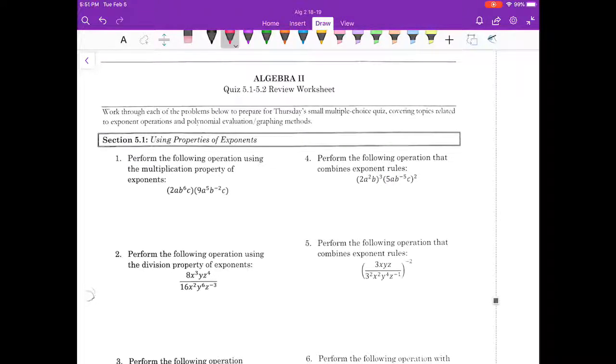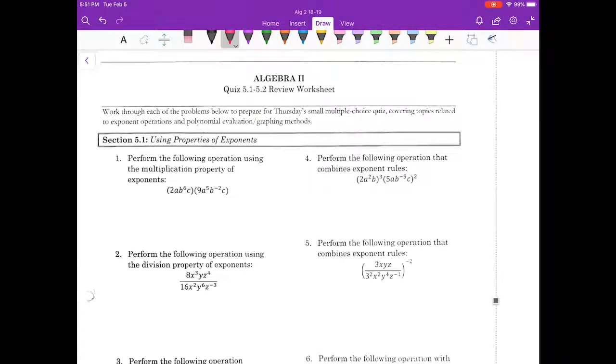Hi ladies, as we are starting to review for our small quiz tomorrow covering sections 5.1 and 5.2, we do have the review worksheet. Remember, these are the same problems that you will find on the quizzes that are linked under the assignments of Plan Book. So these should not be a new surprise, but you can find them in many places.